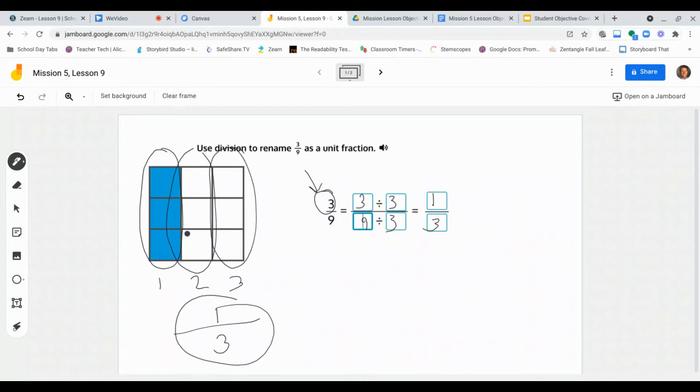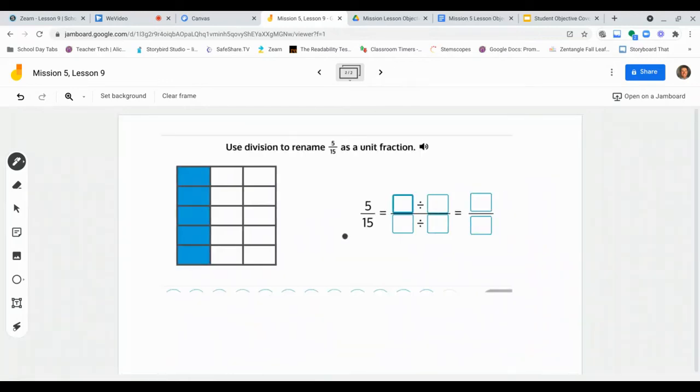Let's take a look at one more doing the same thing. So this one, we're starting with 5/15, and we want to group them and divide. Again, today we're just looking at the numerator and dividing by the numerator. So here I just need to copy 5/15, whatever fraction I'm starting with. And now what's my numerator? It's 5. So I'm going to group or divide by groups of 5. Divide by 5, divide by 5.